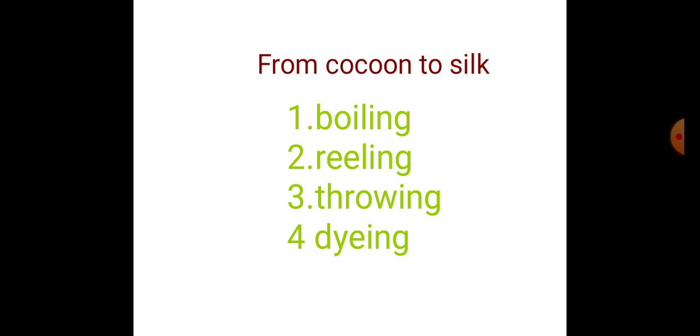Now the third point is throwing. The raw silk is twisted to produce thrown silk. The process is called throwing. This prevents the silk from splitting into individual fibers. Now the last point is dyeing.